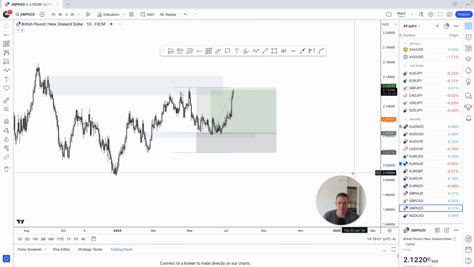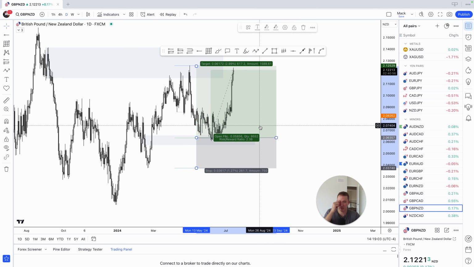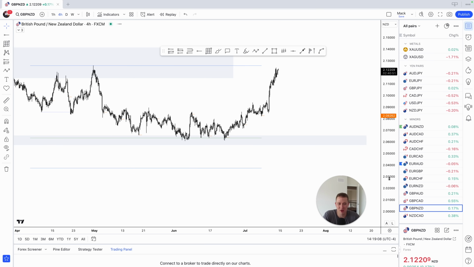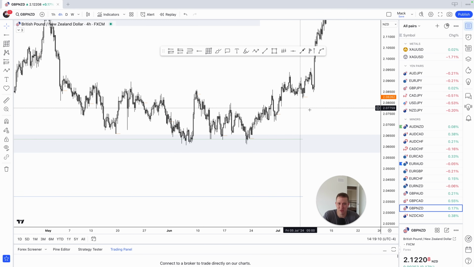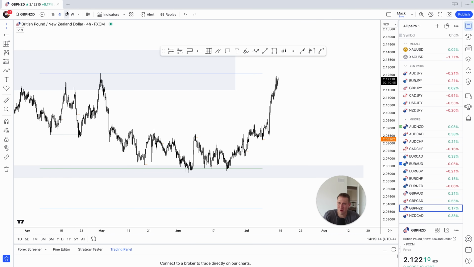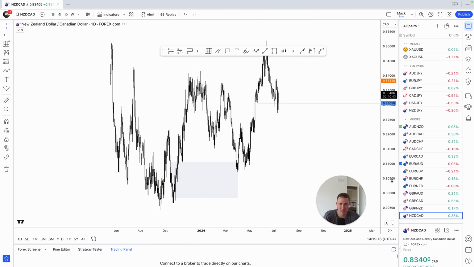So I am happy that I did not partake in this trade, but I mean, there were some opportunities, I'm sure, on the lower time frame, but not really. I mean, this thing came up extremely corrective and then just kind of launched. So, yeah, don't have much to say about GBP NZD right now.